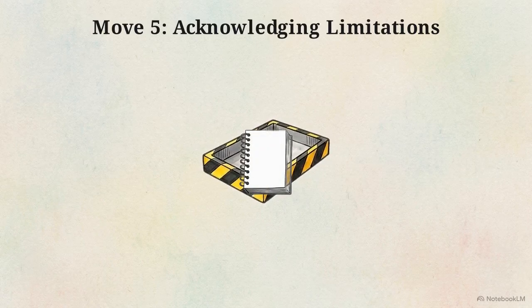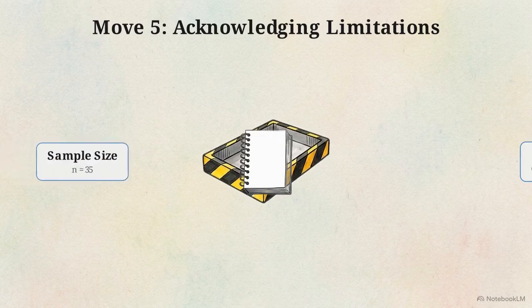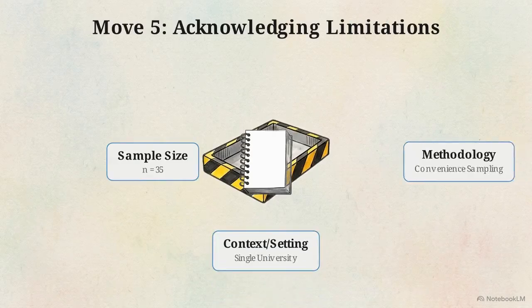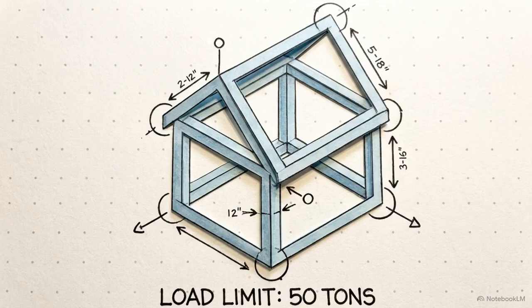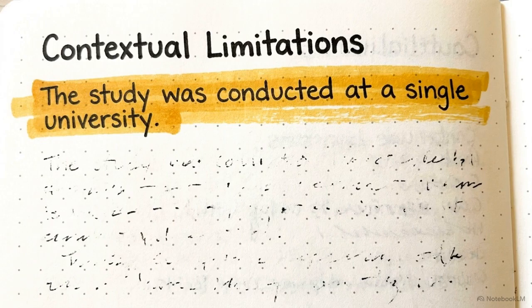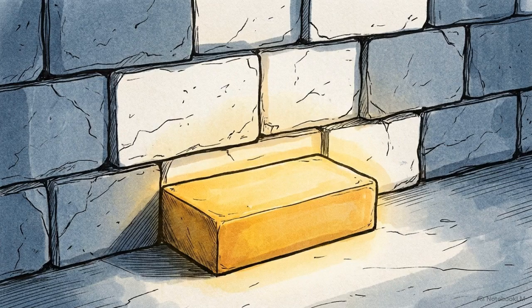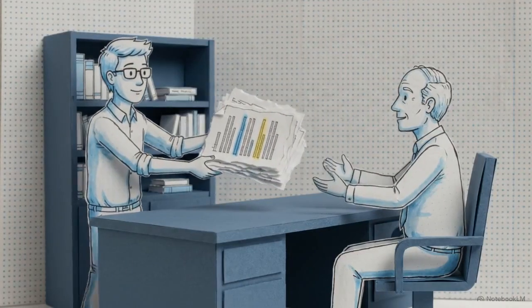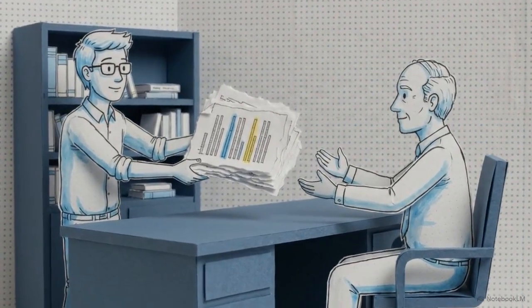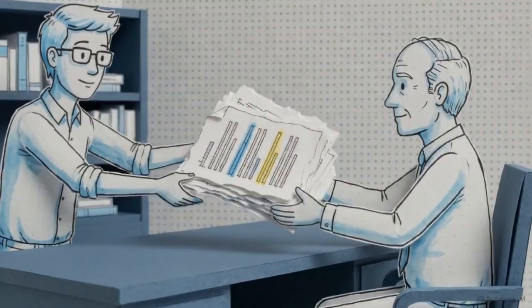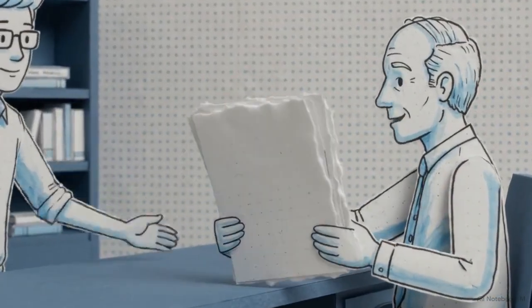This is where you identify the boundaries of your study, such as a small sample size or a specific methodological constraint. Think of this like an architectural blueprint. A solid building has clearly defined load limits and structural boundaries. Defining these limits shows that you understand exactly where your findings apply and where they don't. It signals to other scholars that your research is built on a foundation of rigor. Ultimately, moves 4 and 5 establish the real-world utility of your research while being completely honest about its inherent constraints.